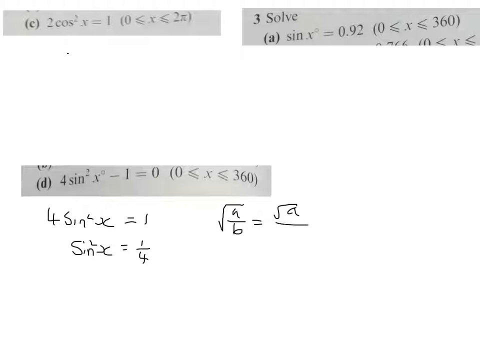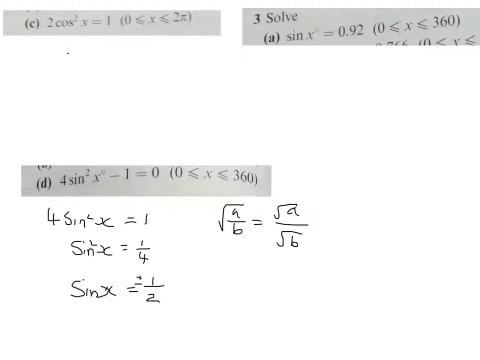Okay, so if we have a look at these, I'm going to start with D first of all. So we've got 4 sine squared x equals 1, sine squared x equals a quarter. Now when you take the square root of that, you might remember that the square root of a over b is equal to the square root of a over the square root of b. So it means that you've got plus or minus a half there. So sine x equals, sorry, that's an x, plus or minus a half.